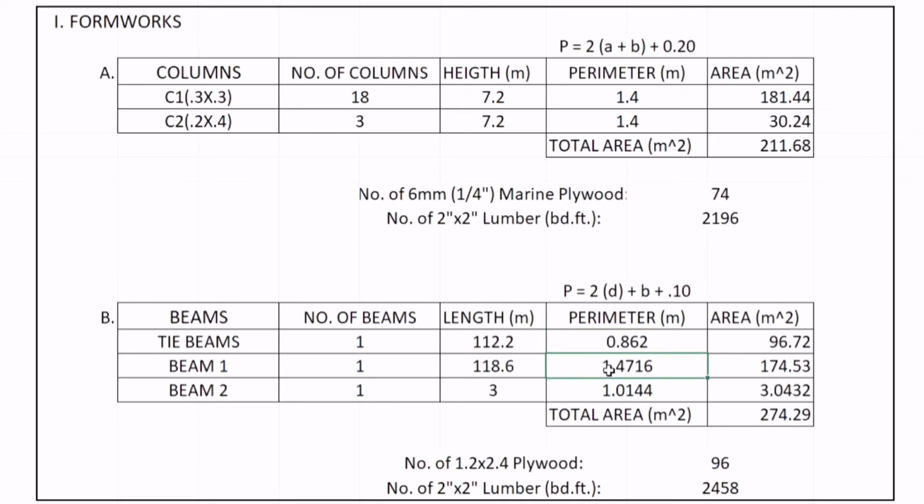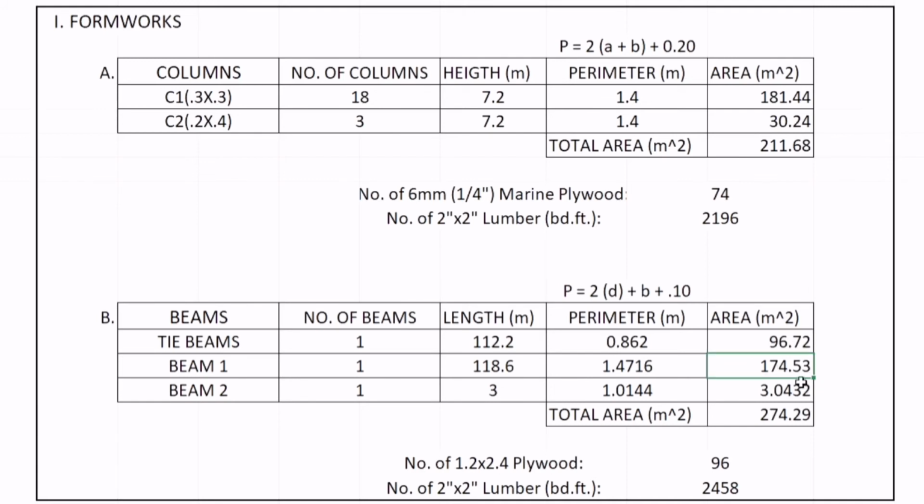Tapos ito sa beam 1, 2 times 22 inches, 22 inches, convert natin to meters, which is 0.5588 plus B na 10 inches, which is 0.254 plus 0.1, which is equals to 1.4716. Yan. Then sa beam 2, ito rin gagawin. Yan. So, kunin lang natin yung total area, which is multiply perimeter by the length and by the number of beams. So, yan. 96.72, 174.53, and 3.0432.